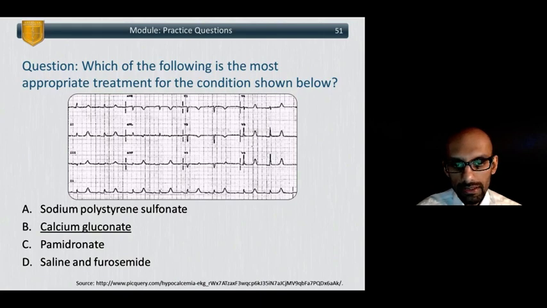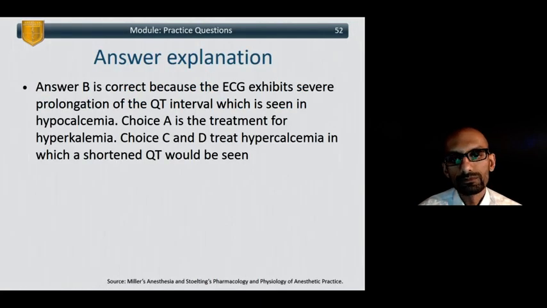Sodium polystyrene sulfonate is used to treat hyperkalemia, okay? And you don't see peaked T waves here with that. Pamidronate is used to treat hypercalcemia, as is saline and furosemide. You can use a saline diuresis to treat hypercalcemia as well. In that case, you would see a shortened QT interval.